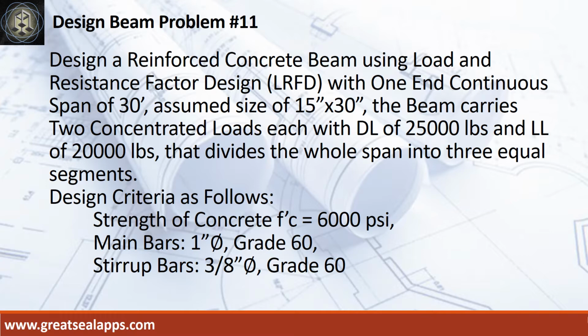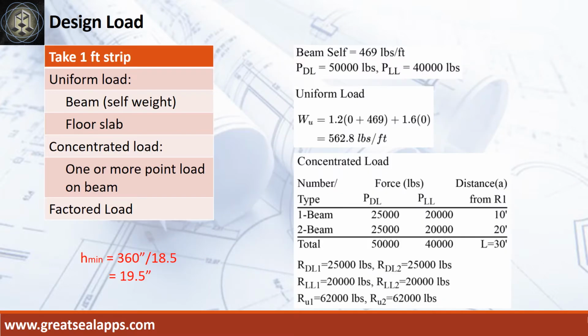The beam carries two concentrated loads, each with dead load of 25,000 pounds and live load of 20,000 pounds, that divides the whole span into three equal segments. Design criteria as follows: strength of concrete 6,000 psi, main bars 1 inch diameter grade 60, stirrup bars 3/8 inch diameter grade 60. The beam self-weight is 469 pounds per foot for a factored uniform load of 562.8 pounds per foot.